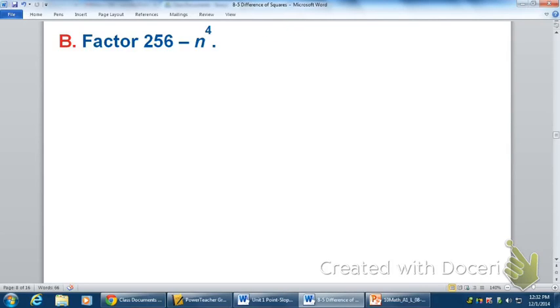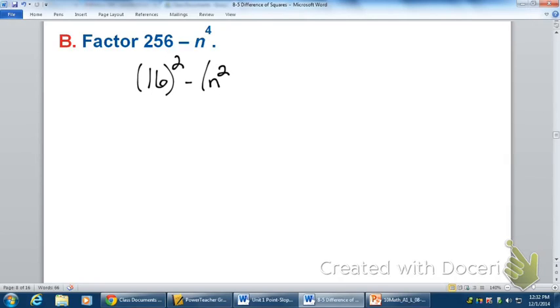So it does not matter. Our same rule still applies. It's okay. Our variable does not have to lead off always. Okay? So, what's the square root of 256? 16. Good.